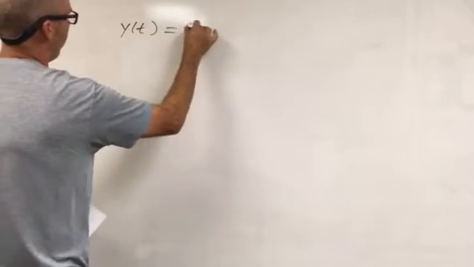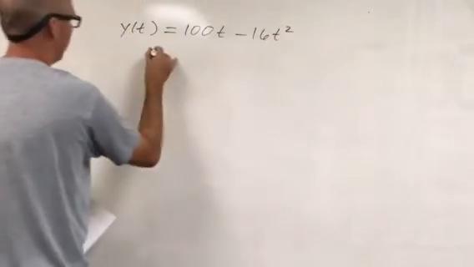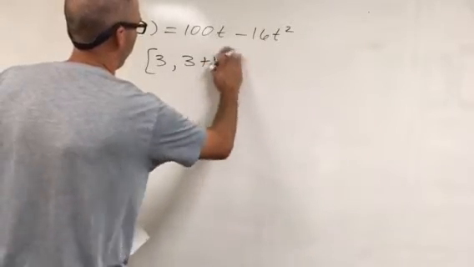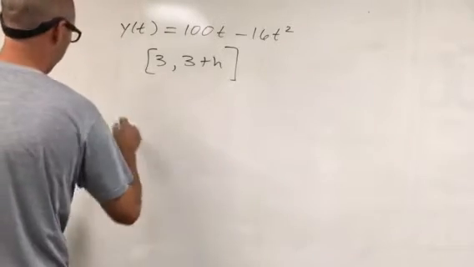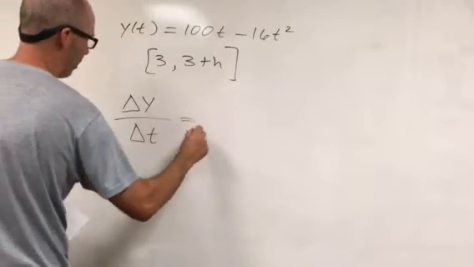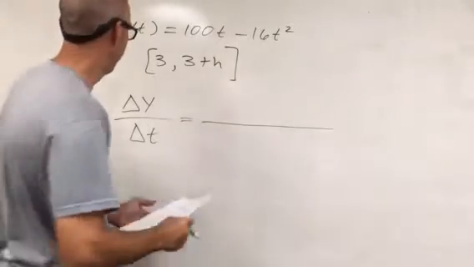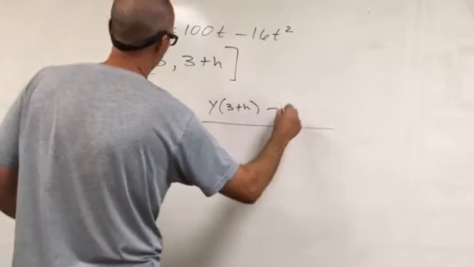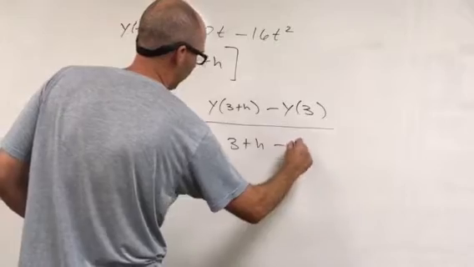So y of t again is 100t minus 16t squared. The interval is 3 plus h. Okay, so change in y over change in t. First things first, let's just write down the formula. This is y of 3 plus h minus y of 3, all over 3 plus h minus 3.